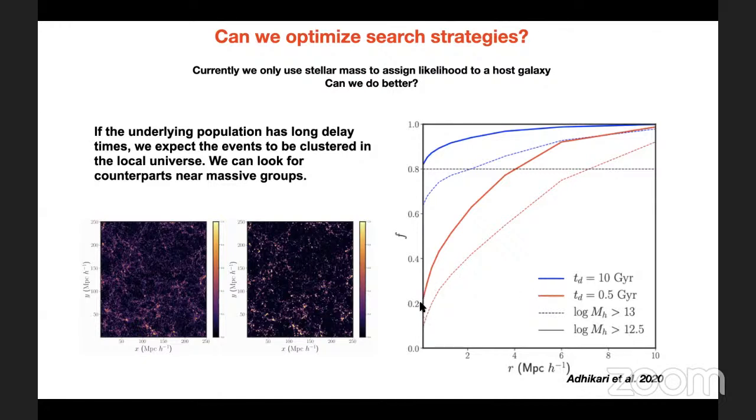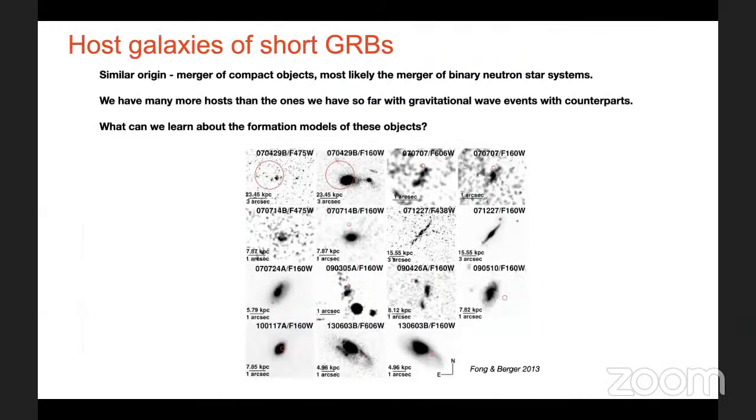And as you can see, for short delay times you expect them to not be far from massive hosts, but essentially not. Most of the events would be pretty far from the clusters, but for really long delay times, a majority of the events, almost 80%, would be within a few megaparsec of clusters, for example. So you could look at a cluster catalog, scan the area around it, and assign probabilities based on different galaxy properties for them to host merger events.